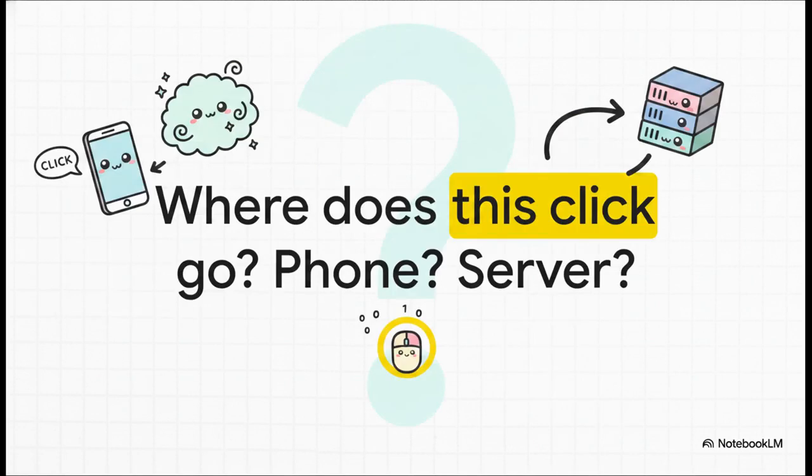So, where does that click actually go? Does it just process locally on your phone? Or does it bounce to a cell tower, plunge under the ocean through a fiber optic tube, and hit a server rack in an entirely different country? The reality really challenges our basic assumptions about how local our personal devices actually are, and just how connected every single tap of our fingers is to physical hardware hundreds or even thousands of miles away.